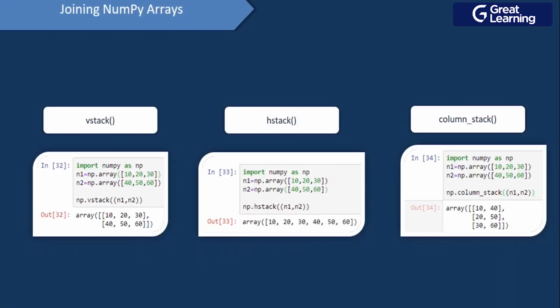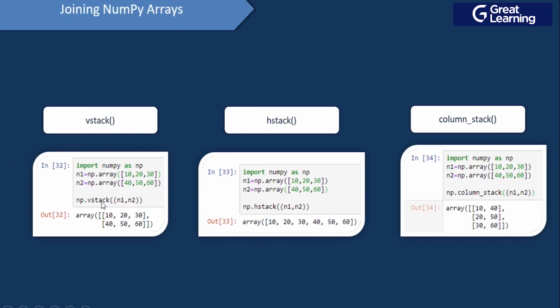We have vstack, hstack and column stack. So let's just start with vstack. We are creating a NumPy array n1 where we have the values 10, 20 and 30. Then we are creating the NumPy array n2 where we have the values 40, 50 and 60.